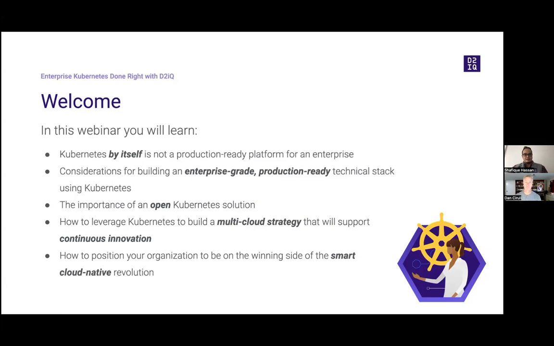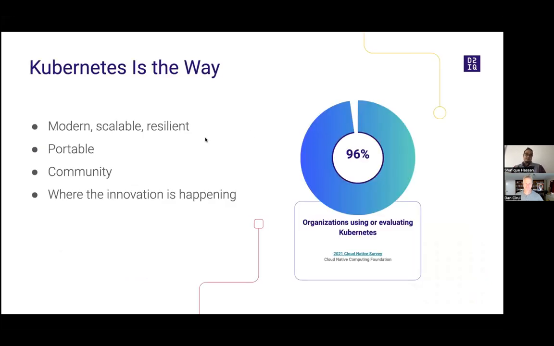So hopefully the takeaways from this webinar are going to include what it takes to transition to a platform built on Kubernetes that is what we call enterprise grade and production ready, and also how you can be an active participant or someone who is an advocate for the adoption of smart cloud native applications within your organization. All right, with that, let's dive straight in.